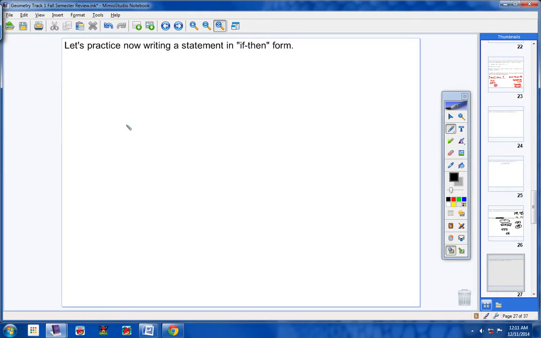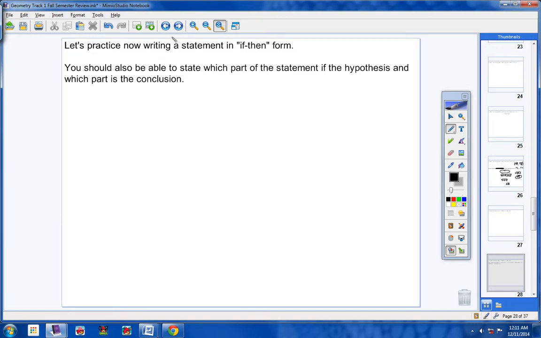Let's practice now writing a statement in if-then form. You should be able to state which part of the statement is the hypothesis and which part is the conclusion. So that's what we're going to do. We're going to take this phrase right now, write it in if-then form, and then label the hypothesis and the conclusion.